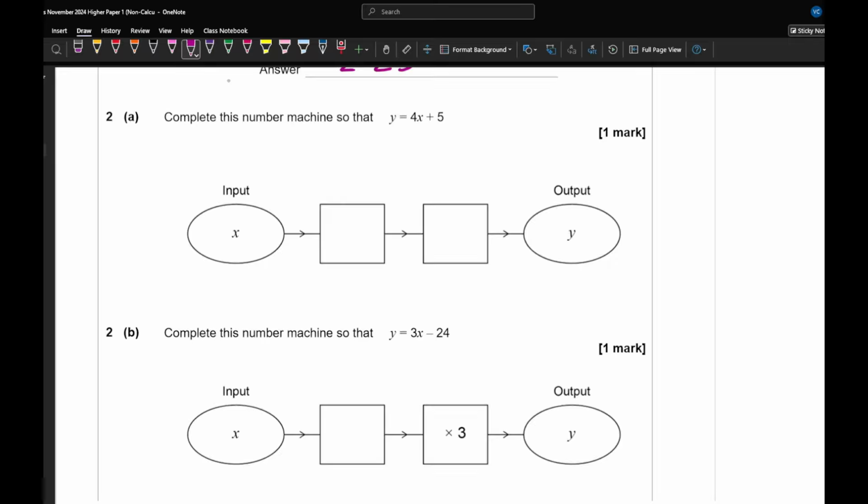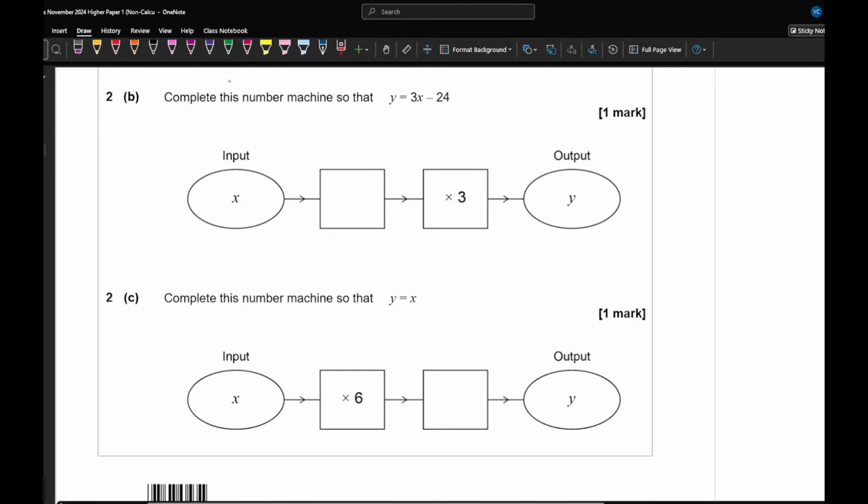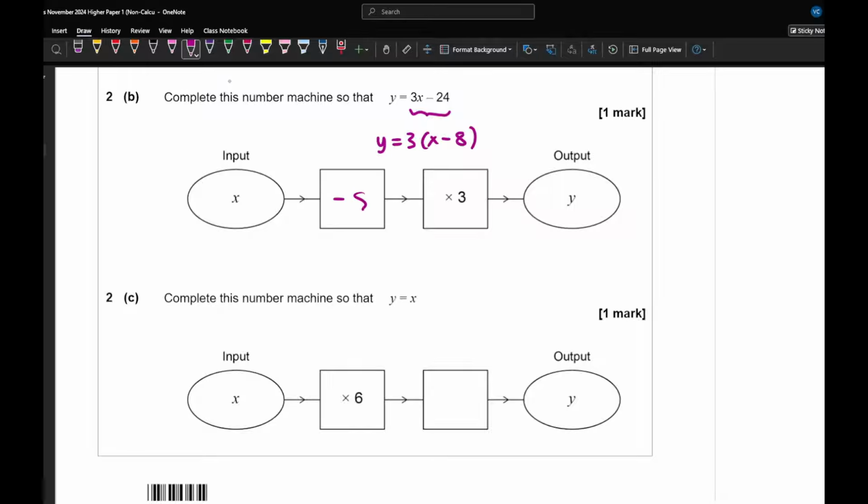For question 2a, it says complete the number machine so that y equals 4x plus 5. So in our first box we need to multiply x by 4 and then add 5. For question b, it says complete the number machine so that we've got 3x minus 24. Here we've done the multiplying by 3 last, which basically means that we have factorized 3x minus 24. If I factorize that with respect to 3, then what I end up with is x minus 8 multiplied by 3. So starting with x, I take away 8 times 3 and it should give me y.